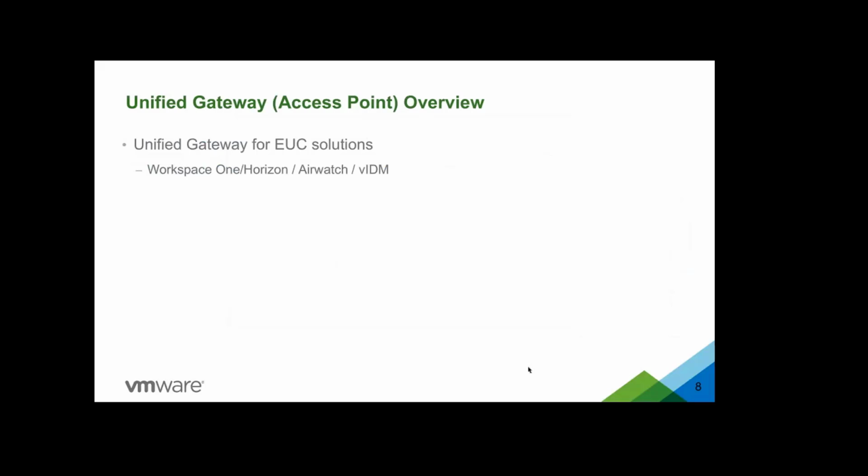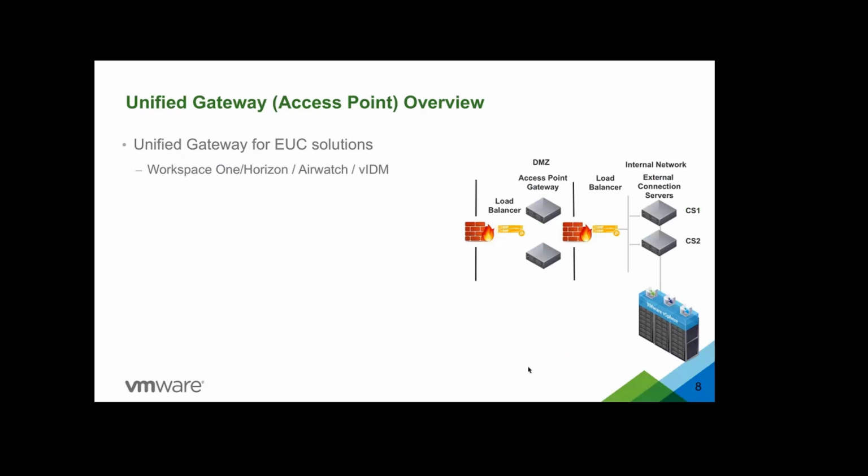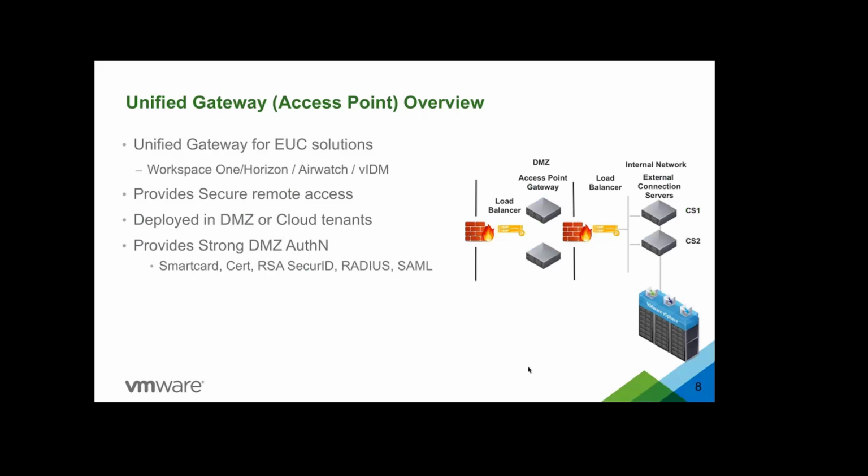As mentioned earlier, Access Point is the unified gateway for EUC solutions. That includes Workspace ONE, Horizon, AirWatch, and VMware Identity Manager. As you see on your right-hand side, typically Access Point is deployed in the DMZ, and it provides secure remote access for resources either on-premises or in cloud. It also provides strong authentication in the DMZ, which includes smart card, certificate, RSA SecurID, RADIUS, and SAML. Access Point has full feature parity with Horizon Security Server.